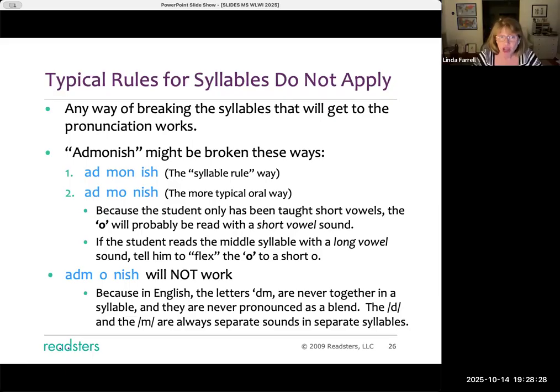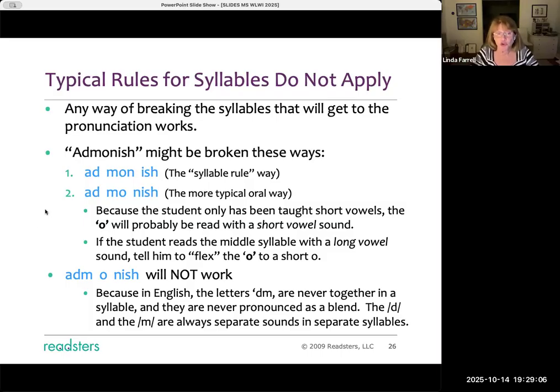I don't care whether it's admonish or admonish, because I'm not going to say, is that a closed syllable or an open syllable? Because the kid doesn't know this word, so he doesn't know whether it's a closed or open syllable. If he breaks it this way and says admonish, I say, you got the first syllable right, you got the last syllable right. Flex this to a short O. And he's going to flex it to a short O, and he's going to say, oh, admonish.